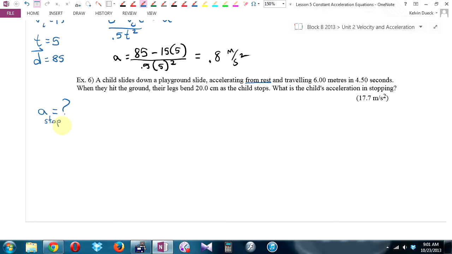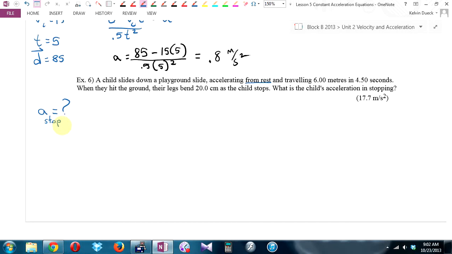By the way, this I would consider a nice challenging question. This I would consider like one of the last questions on your test. It's a good one. Nasty. What do we know? What are we trying to find? Acceleration. Okay, stopping acceleration. All right. The velocity initial, could it be 0?